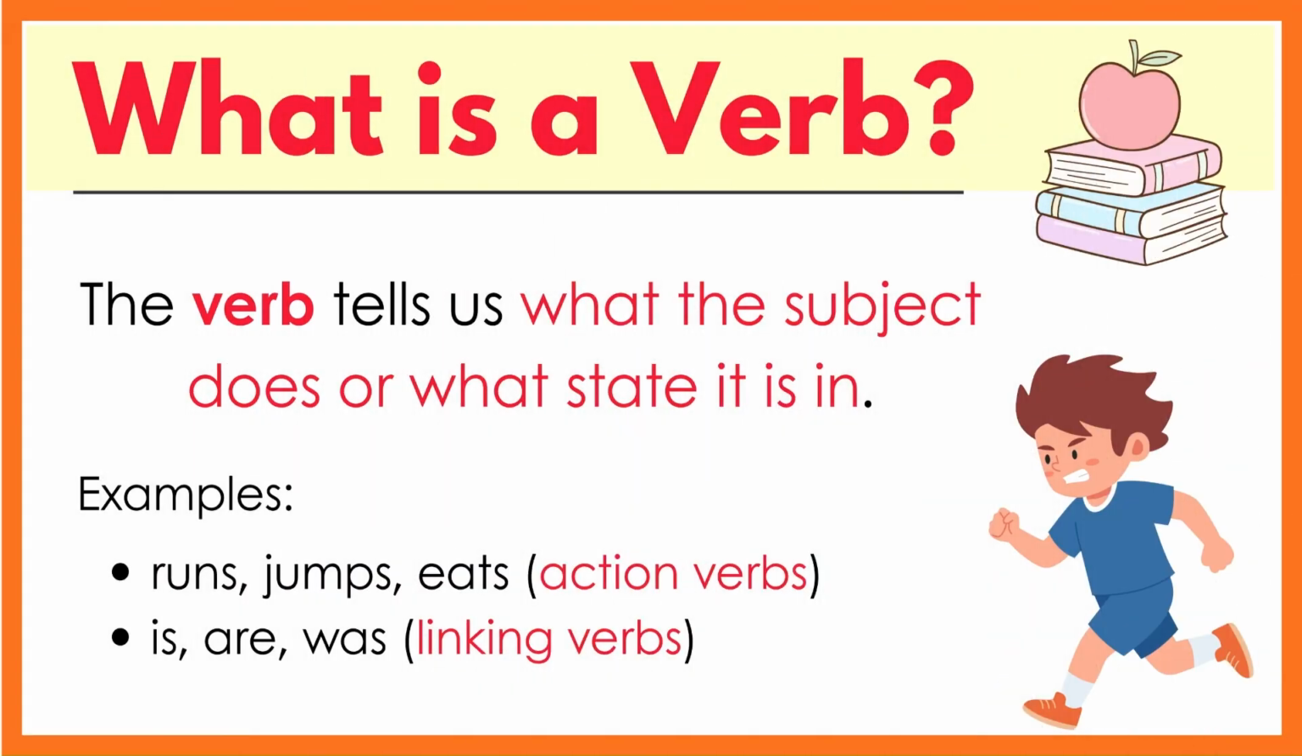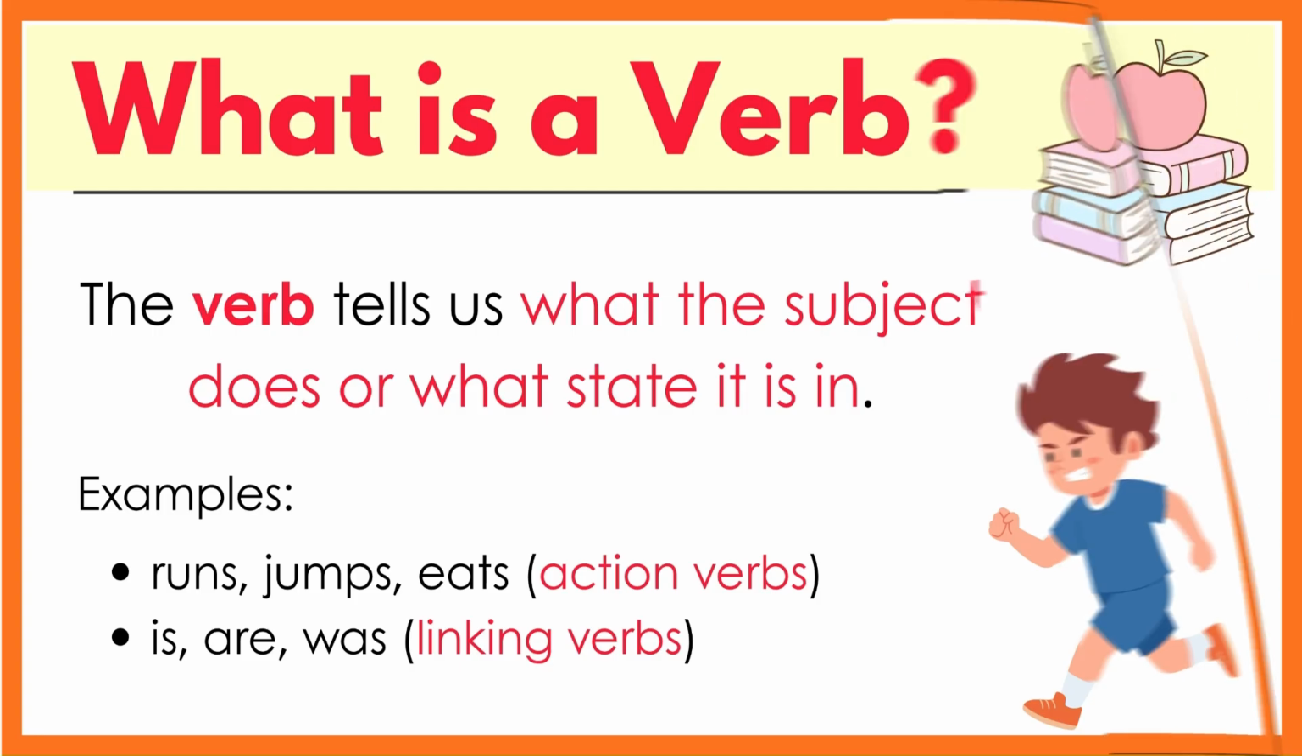What is a verb? The verb tells us what the subject does or what state it is in. Examples: runs, jumps, eats. These are action verbs. Is, are, was. These are linking verbs.